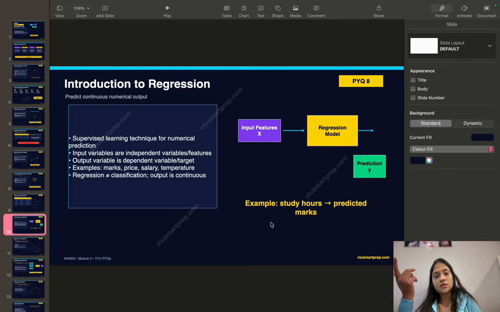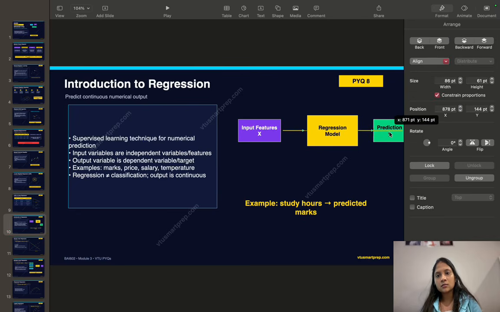Classification we saw for KNN, weighted KNN, and nearest centroid classifier. Those are all classification, and this regression topic is completely different. So I'm saying that regression is not equal to classification. The output is continuous. Given input X, you have a regression model, and then it is going to predict the Y.